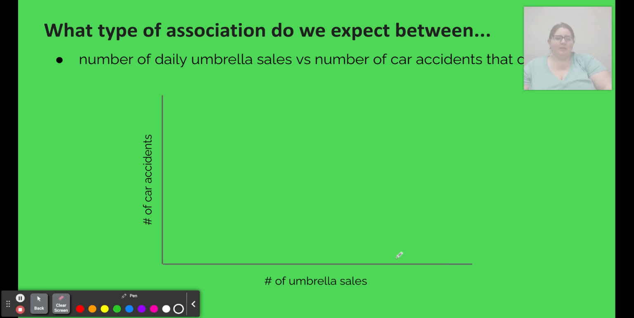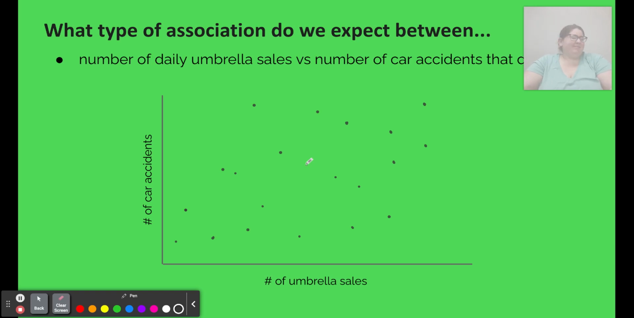So if there's a lot of umbrella sales one day, I might not be surprised to see more car accidents. Now, this is definitely not going to be perfect because it's not completely, strongly related. So maybe I might see a little bit more spread in these numbers. Same thing if there's a low number of umbrella sales that day, it's probably not raining. And when it's not raining, we tend to see fewer accidents. So again, it's not going to be perfect. Even though these variables don't seem like they would be related, I'm probably still going to see a somewhat positive relationship.